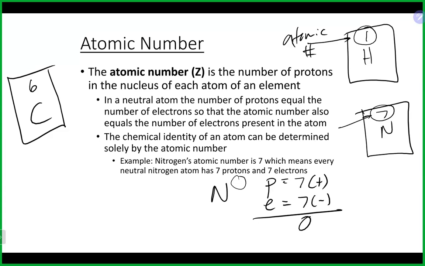Would I ever have a nitrogen atom that has 6 protons? I would not, because the one that has 6 protons is carbon. So again, protons are really important. They tell you basically what element it is. You can use the periodic table to figure out the element if you know the number of protons, or if you know the element, you can use the periodic table to figure out how many protons it has. Any question on that one there?